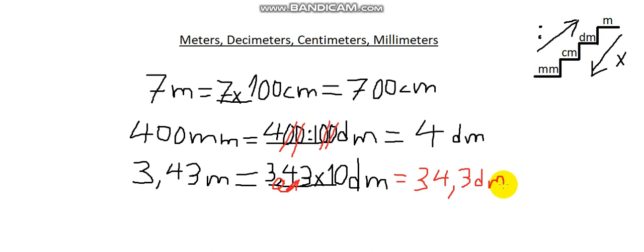In case you don't remember exactly how to multiply or divide with 10, 100, or 1,000, you can watch that previous video about how we do that.